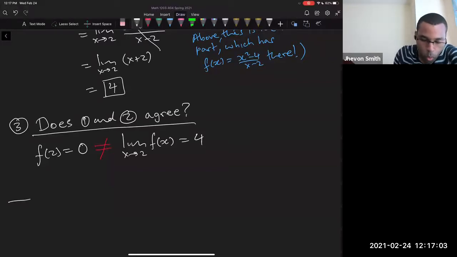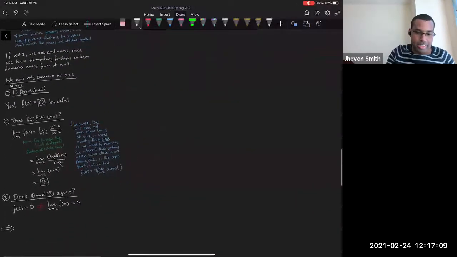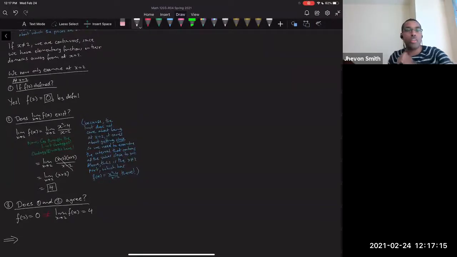So what does that mean? And I want you to think very carefully about this. So can someone tell me in a sentence, what does that mean? What is the conclusion I can make here? That f of x is not continuous.